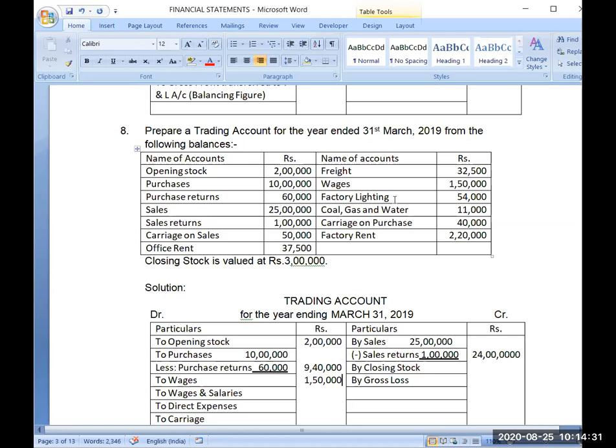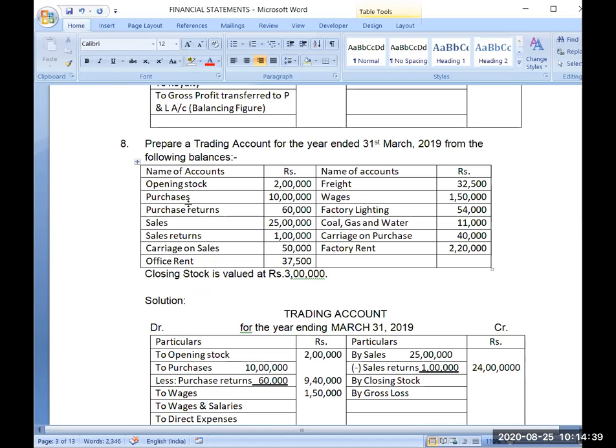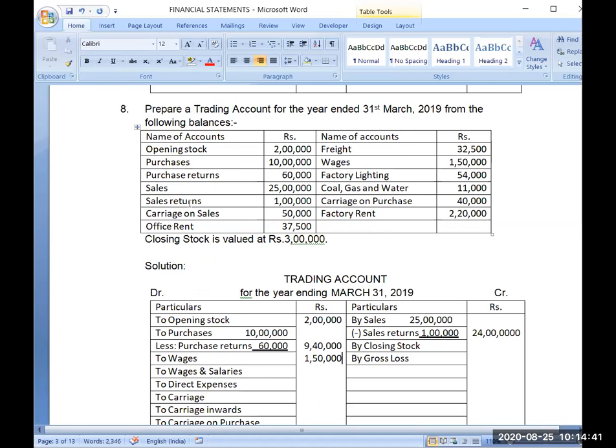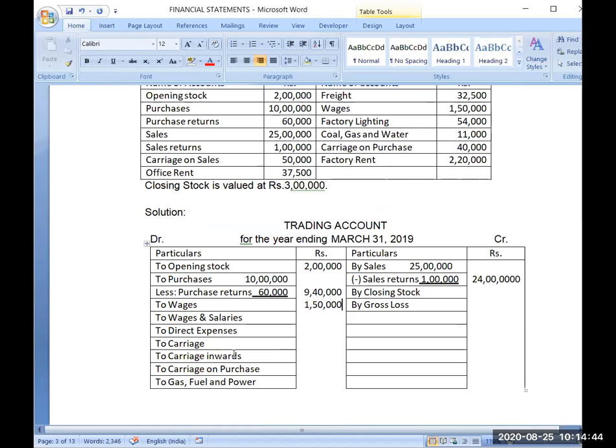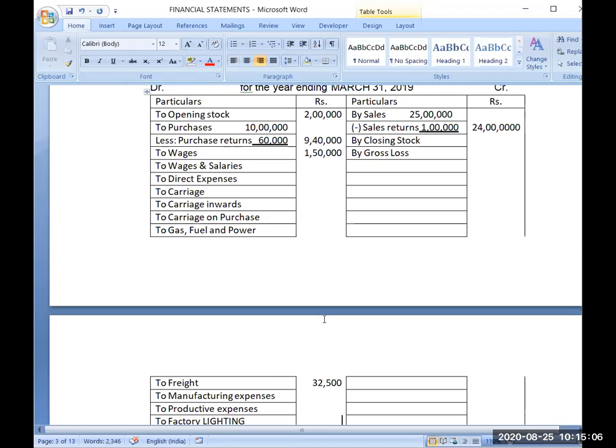Factory lighting. Now yesterday I told that manufacturing expenses or factory expenses, whatever it is, any type of expense which belongs to the factory, that will come in the trading account. So factory lighting, and it is 54,000.